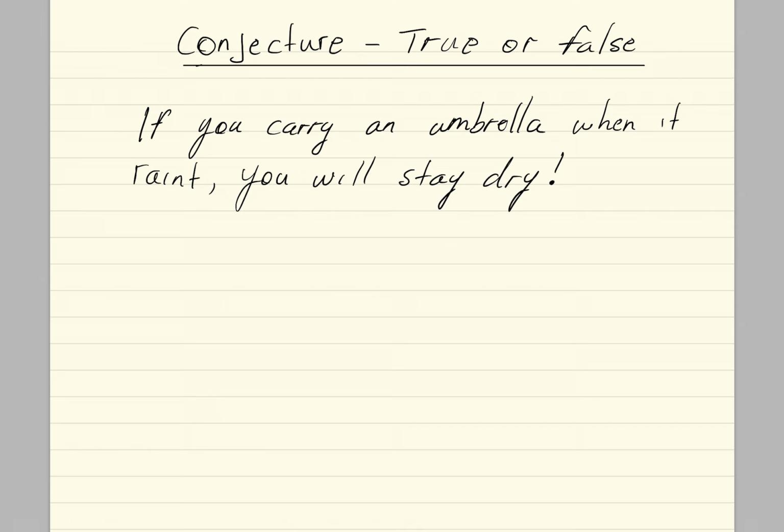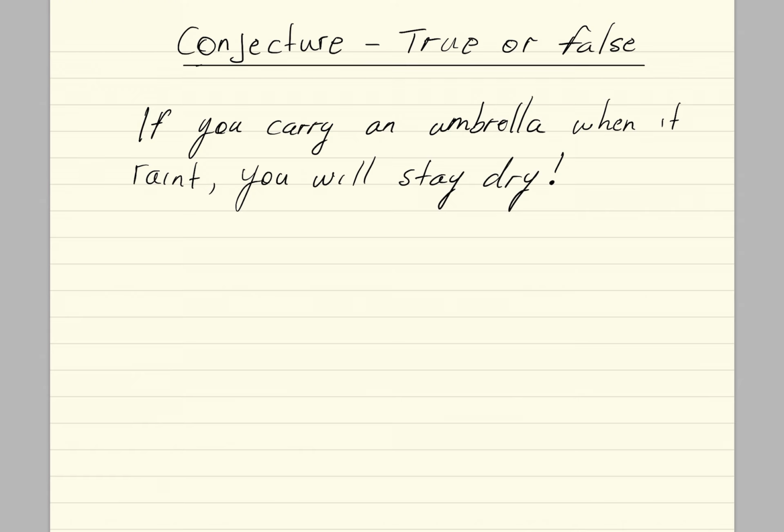So today we're going to learn how to determine whether a conjecture is true or false. So to determine if a conjecture is true or false, let's start with true. To determine that it is true, you need to prove that it is true for all cases. So for all situations. So I have an interesting conjecture here.